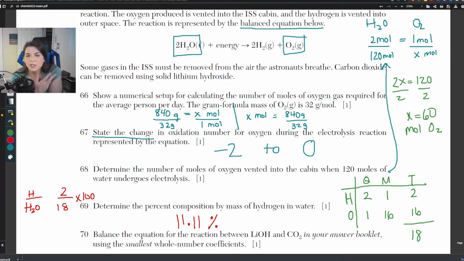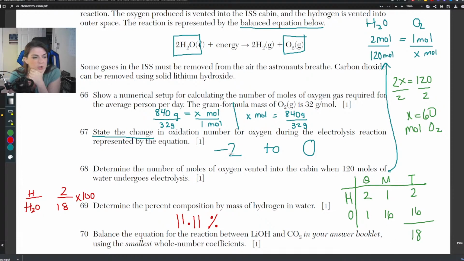So it's 11.11 if you round everything to the whole number. Otherwise, it would be 1.016 out of 18.016. That doesn't make sense. 2.016. There we go. Times 100. Okay, so if you pull the numbers directly from the periodic table and you don't round to the whole number, you're going to get 11.19. So that's why there's a range, because different kids are going to pull the data a little bit differently.